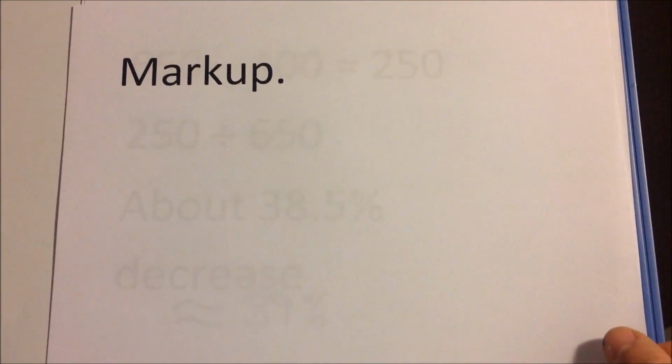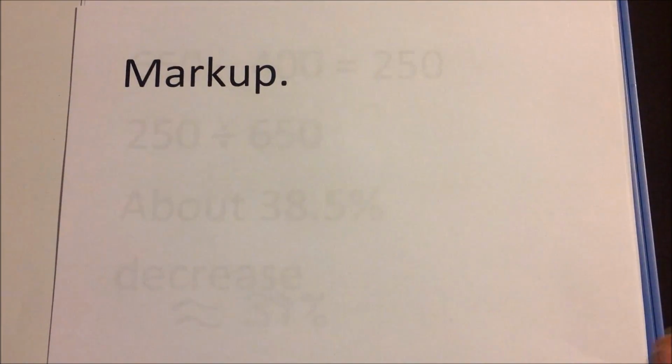Markup. Now, markup is what stores add to the price. When they buy an item from a warehouse, from a distributor, they'll add a price to it to sell to the consumers. So, let's say they bought cameras. We'll look at an example.